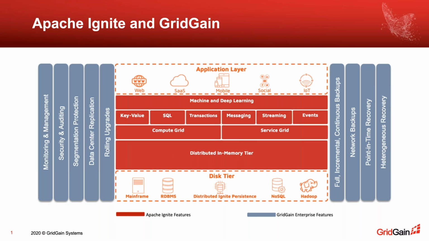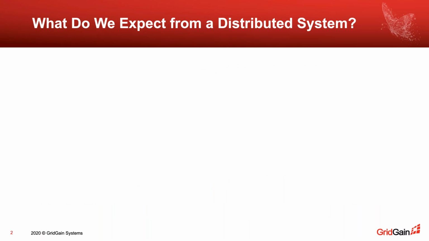Now let's talk a bit about what do we expect from a distributed system such as Ignite in general. What do we expect from its network? So first of all, we expect performance. When we talk about data processing system, we are always talking about performance. And for a distributed system, it means that we are transferring data fast. We're transferring user data fast.